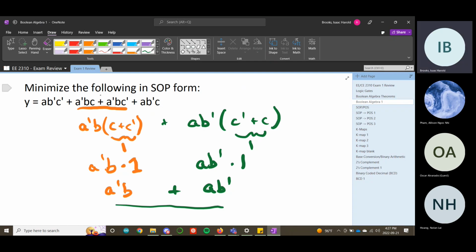Do you guys feel pretty good about applying these rules, these properties? There's probably going to be one question about those. The rest of the simplifications you'll probably be doing with K-maps. That's probably the big topic of this one, K-maps and working with these big equations. So you'll need to know this stuff.